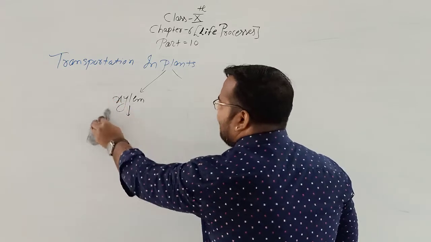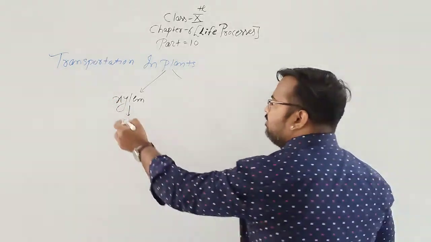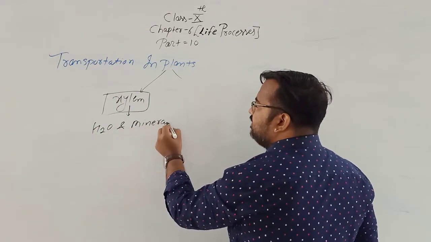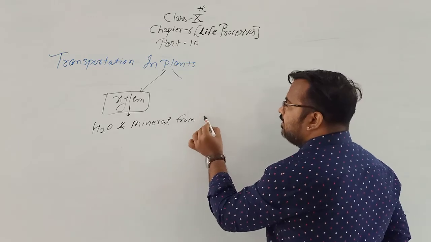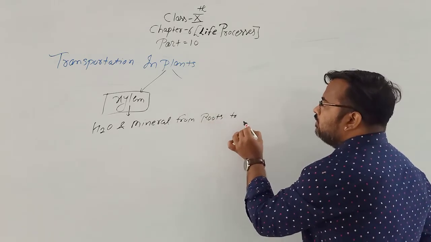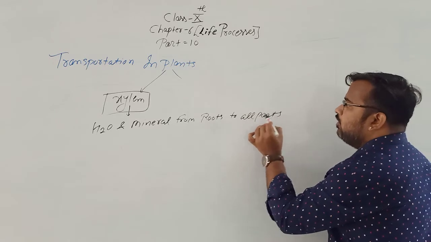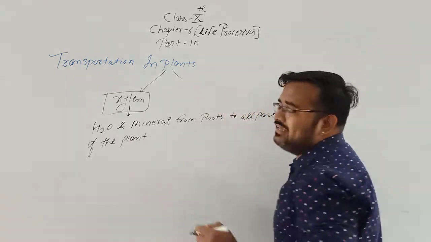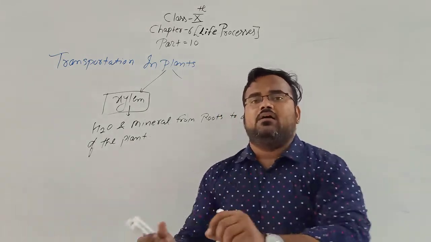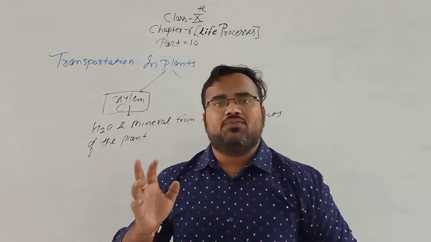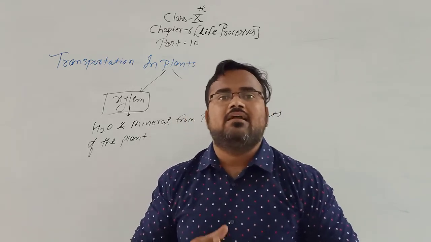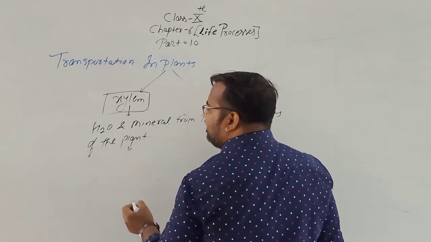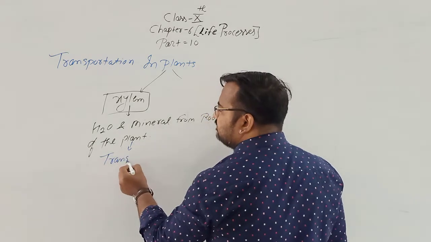Okay, so in case of xylem, we know that xylem performs the transportation of water and minerals from roots to all parts of the plant. Okay, now how this transportation takes place, we'll see. See, in plants there is a continuous process known as transpiration. The process which continuously takes place in plants is known as transpiration.